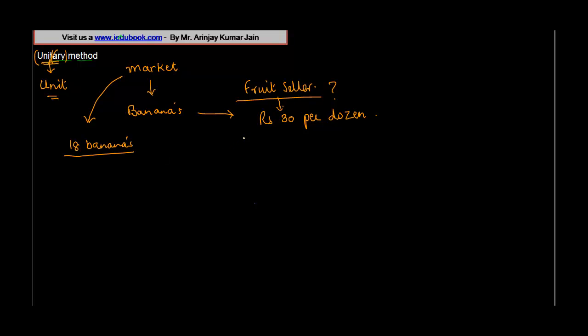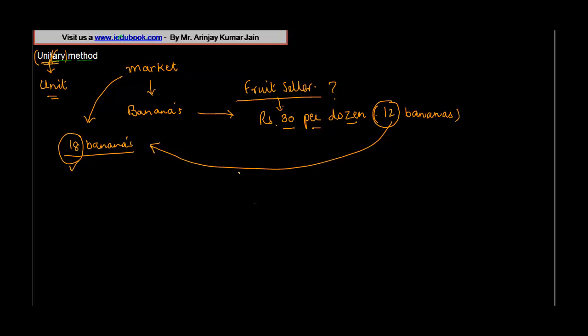Now, the question which came up was, well, I need 18 bananas, right? The price is 30 per dozen, and a dozen comprises basically of 12 units. So 12 bananas. So how do I calculate the price of 18? One thing is, you try and see what is the relative fraction, the proportion between these two. In which case, you would say, okay, 12 bananas are worth rupees 30.